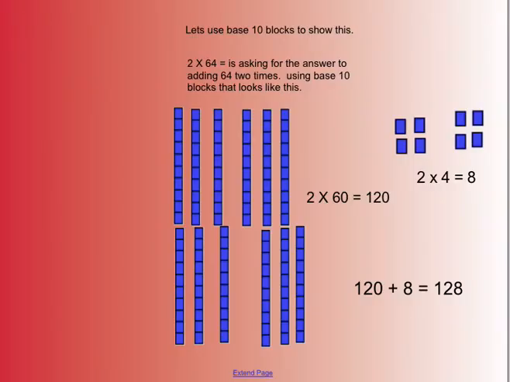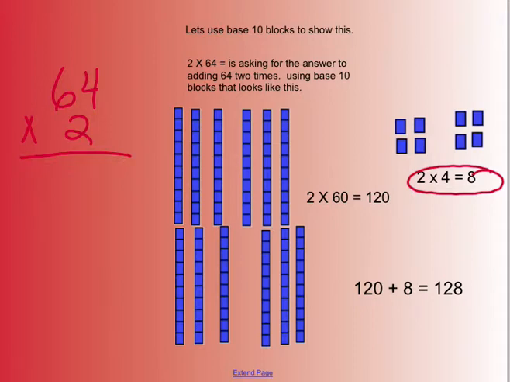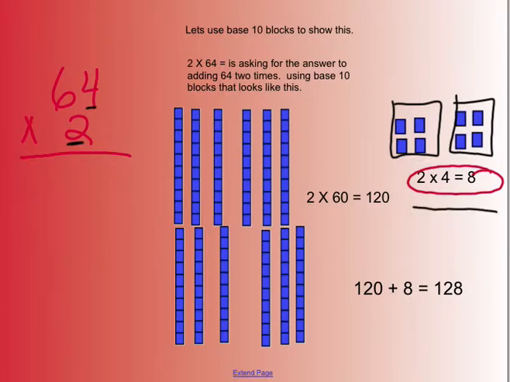So let's look at that if we were using base 10 blocks, which kind of gives you a picture view of what we just did. It's the same problem, 2 times 64. And like I said to you, in the beginning, if I have 64 times 2, I'm looking for two groups of 4. And that's what I have represented here in the base 10 blocks. Two groups of 4, as you told me before, the product is 8, and the 8 goes there.